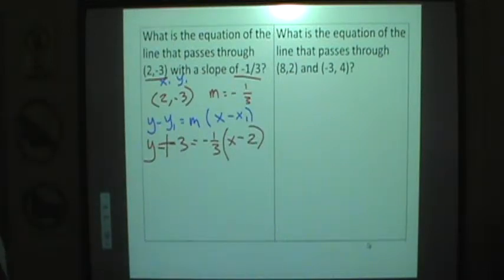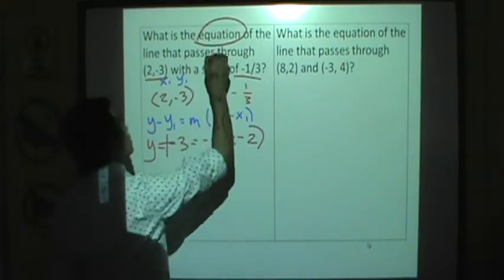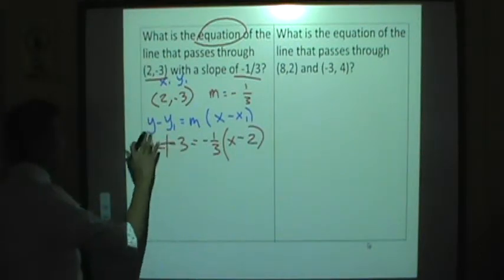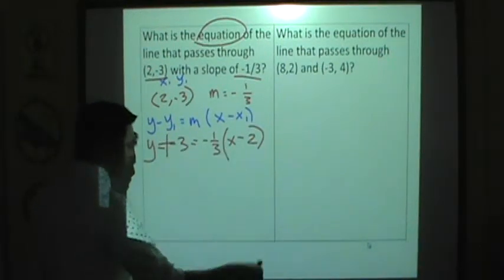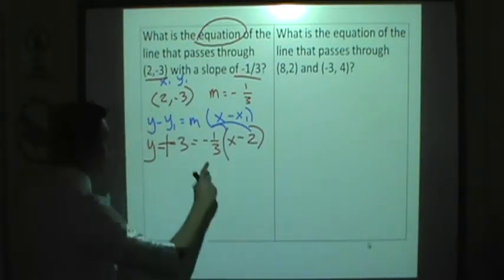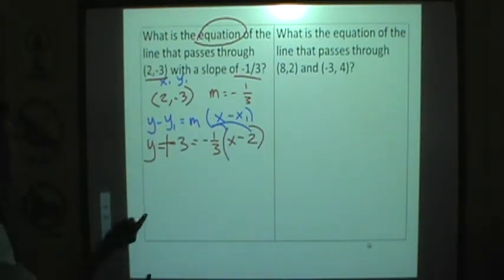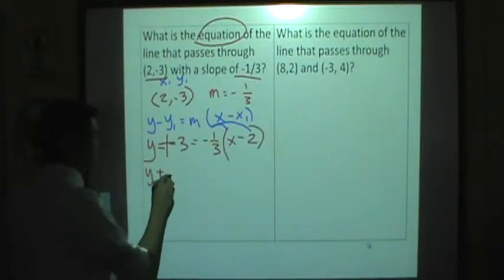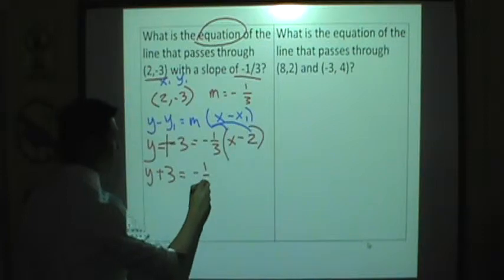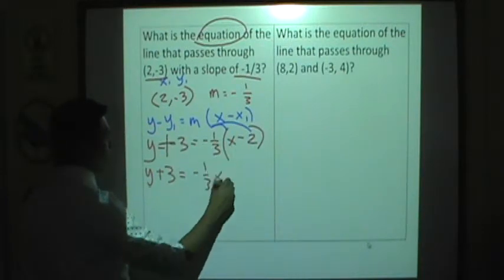Now, because we were solving for the equation, we just have to make sure we have an equation where the y is alone. So let's go ahead and make sure the y is alone here. But before we do that, we have to make sure that we know how to distribute that negative to the outside of that parenthesis. Let's get rid of that parenthesis. So y plus 3 equals negative 1/3 times x is negative 1/3 x. Negative times negative is positive.